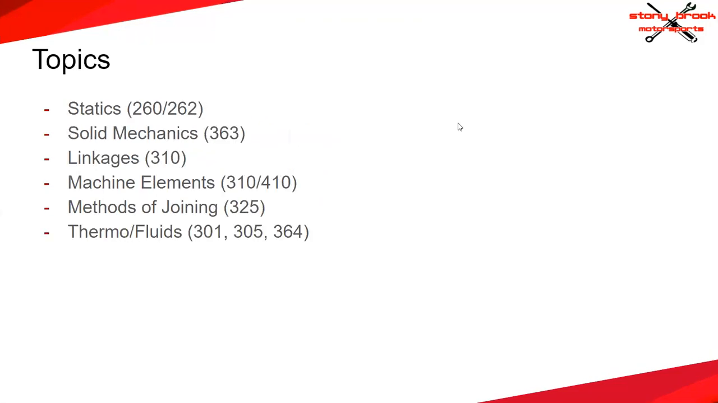Okay, yeah. So there's going to be a number of topics mentioned here from different classes. Some might be covered more than others just because we'll use some more than others. We're going to be going through things like basic statics, solid mechanics, linkages, machine elements, methods of joining, which are highlighted in the manufacturing class, as well as thermo/fluid stuff. Again, this is a lot of courses in the MEC curriculum, and it'll be a bit of stuff to cover, but we'll be going through it quickly.